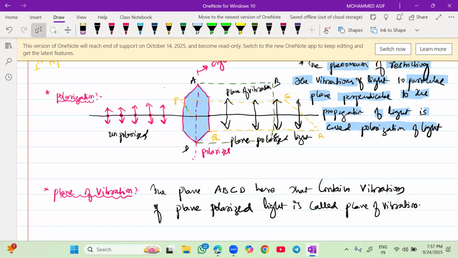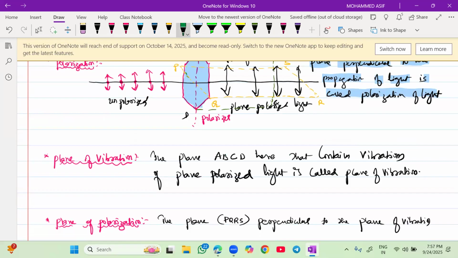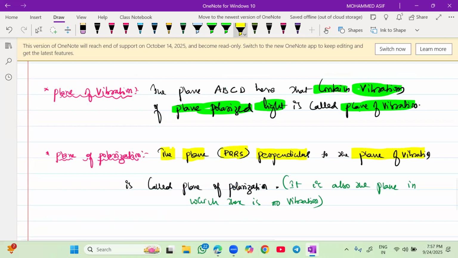One is the yellow one and one is the black one. Plane of vibration means the plane that contains the vibrations of your plane polarized light. And what do you mean by plane of polarization? Plane of polarization means the plane PQRS, which is perpendicular to the plane of vibration. That means it is the plane in which there are no vibrations. Am I clear? So these are the two points you need to remember: what do you mean by plane of polarization and what do you mean by plane of vibration.